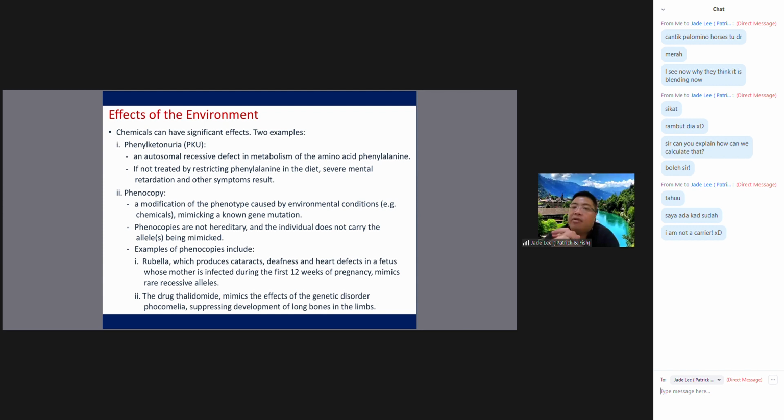That's one. Another one is the drug thalidomide, which mimics the effect of the genetic disorder phocomelia, suppressing the development of the long bones of the limbs. Okay.